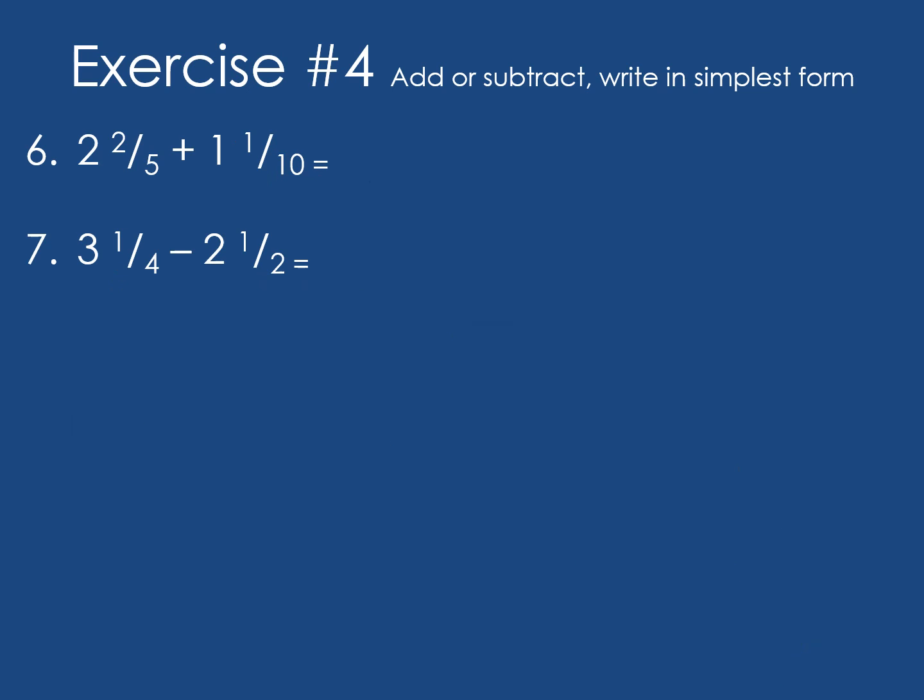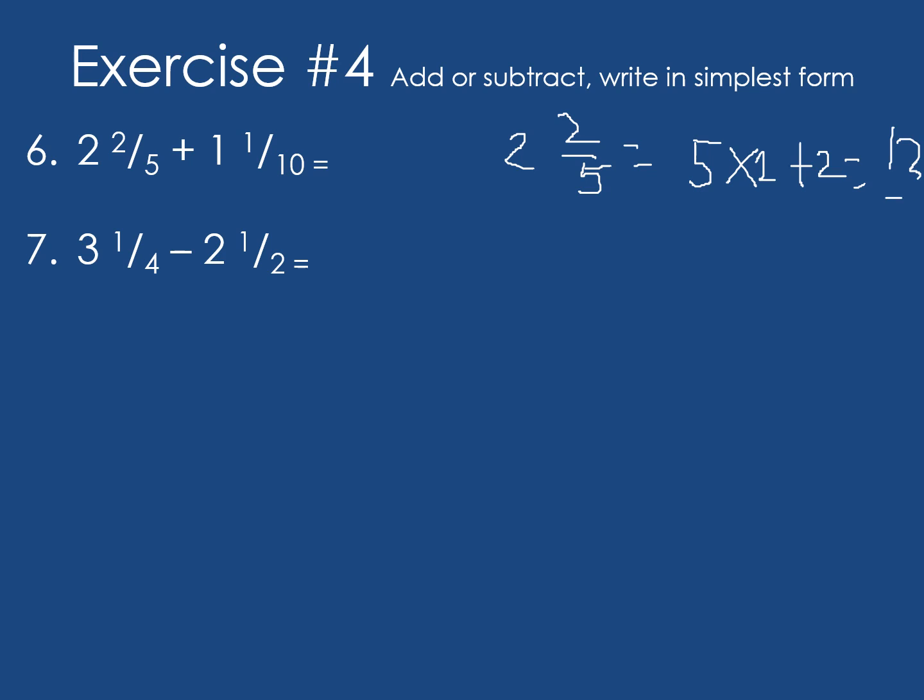Okay. Let's try to have an example in mixed numbers with different denominators. Remember, children, that we will have to change the mixed numbers into improper fractions. For example, number 6, 2 and 2/5. Okay, so change this one. 5 times 2 plus 2 equals, what is the answer? 5 times 2 equals 10 plus 2 equals 12.